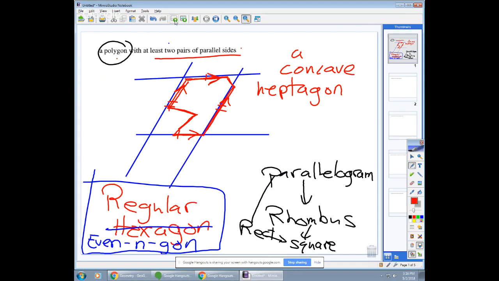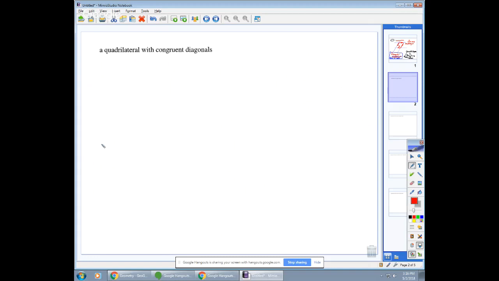Let's take a look at another one of these. There is no best name for that one, and the only way we can figure this out is by playing around with the properties we've been looking at. A quadrilateral with congruent diagonals. Okay, so it's four-sided and has to have congruent diagonals.